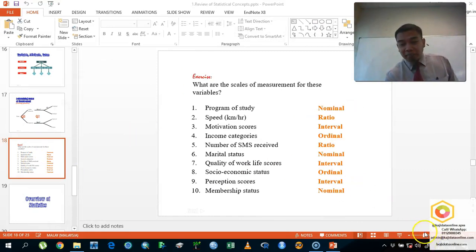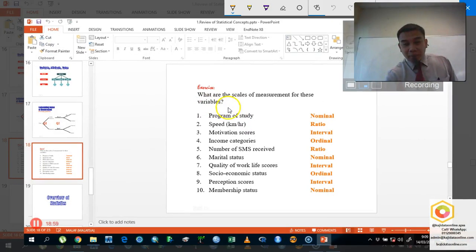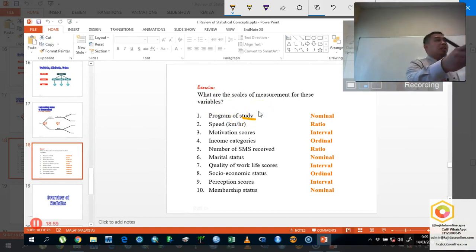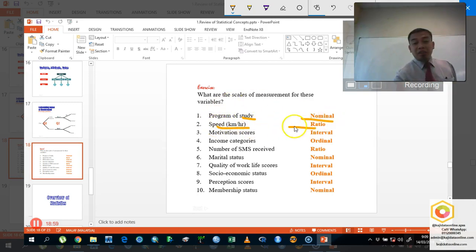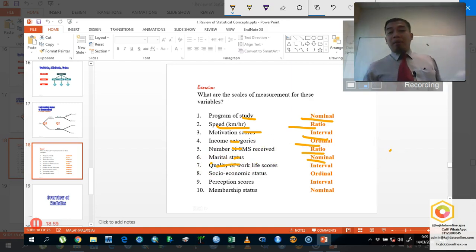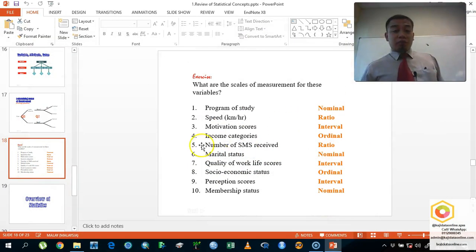This is just an example of the data. We have a program of study. Your program of study, ADOC, right? Advanced Diploma Oncology. So it is nominal. We have speed, ratio; motivator score, interval; income category, ordinal; number of SMS, ratio; marital status, nominal; quality of life, and so on and so forth. So you can refer to this note after this.